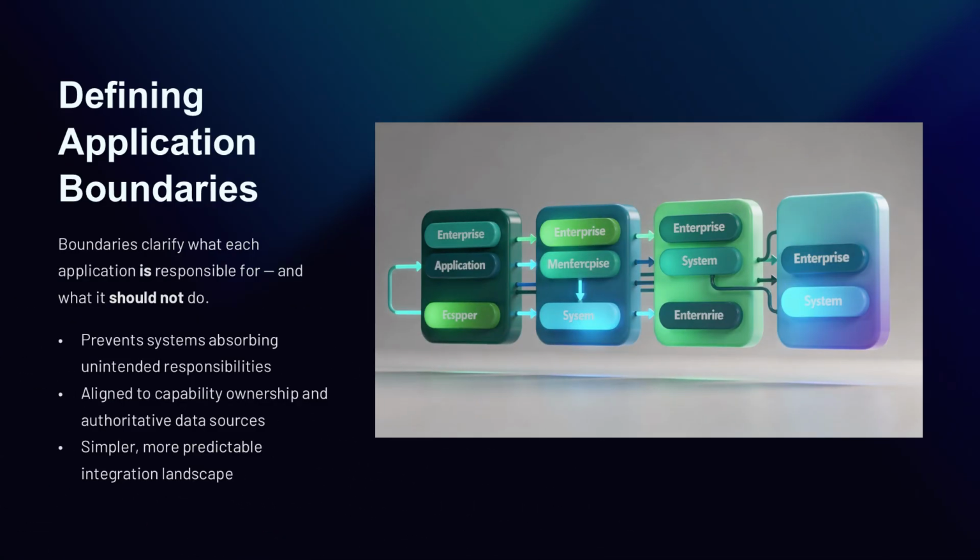With mapping in place, you need to define application boundaries so integration does not become a tangled web. Boundaries clarify what each application is responsible for and what it should not do. When boundaries are unclear, systems start absorbing responsibilities they were not designed for, leading to fragile integration and high change cost. Clear boundaries support a simpler integration landscape because data and responsibilities flow in predictable ways. In phase C, your job is to define boundaries aligned to capability ownership and authoritative data sources, so the application landscape becomes easier to govern and easier to evolve.